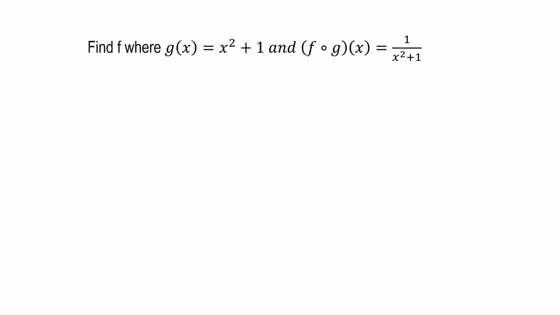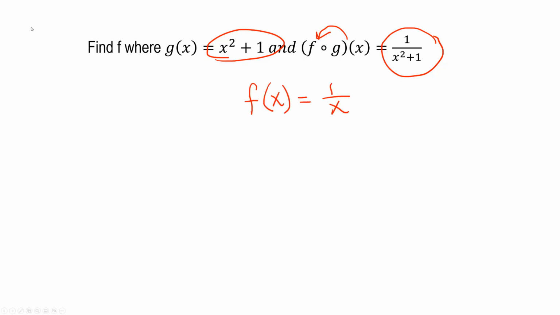We have g of x is x squared plus 1, and f circle g of x is equal to 1 over x squared plus 1. So now they've given us one of the functions, and they've given us the composition. So we have to find f, the other function. So g of x is this, and we're putting g of x into f of x. So we're taking this number, whatever this is, and we want it so that this happens to it. So f is going to be the function that takes the reciprocal of something. So that's what's happening here.